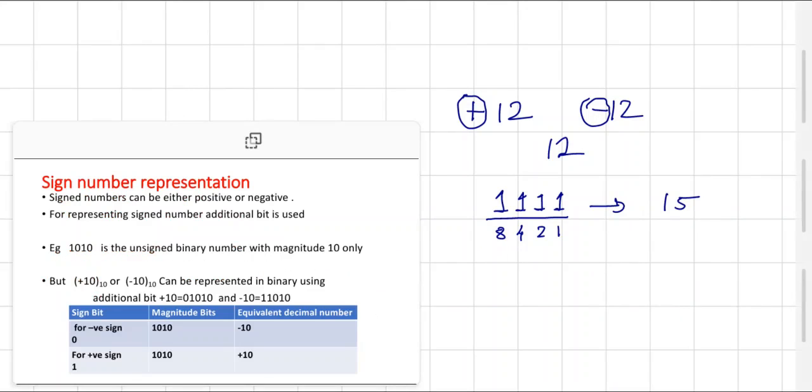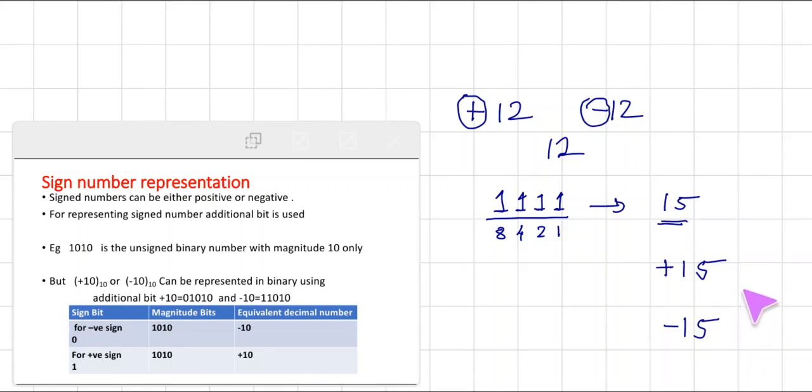So what about a signed number? Signed numbers can be either positive or negative. Let us consider this is 15. What if I want to represent positive 15 using the binary number system, and what if I want to represent minus 15 using a signed number? Remember that here we know the magnitude is 15, so the corresponding code which represents magnitude 15 is there.